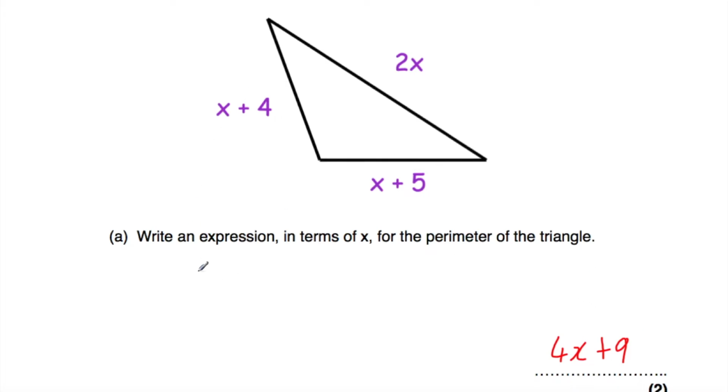Now if I wanted to, we could have written it down like this. We could have written x plus 4 plus x plus 5 plus 2x, and then added them up like this and collected the like terms.